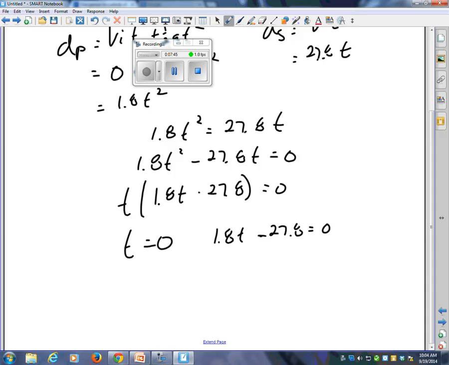Either t is 0 or 1.8 t minus 27.8 is 0, which is when t is equal to 15.4 seconds. And if you stop and you think about it, it makes sense. When are they at the same position? When t is equal to 0. You start the time right there, right? Or 15.4. Clearly that's the hardest part. After that, the rest of it is pretty simple, isn't it?